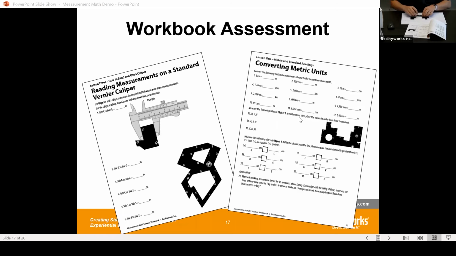So from doing those measurements now, it asked me to measure object 1, then place the values in order from least to greatest. So now I have this, and so I would put this down as from least would be F, then it would be H, and then it'd be N. That would be an answer that I would get from this, putting it in my workbook, being able to then see, did I do that correctly by also grading it.